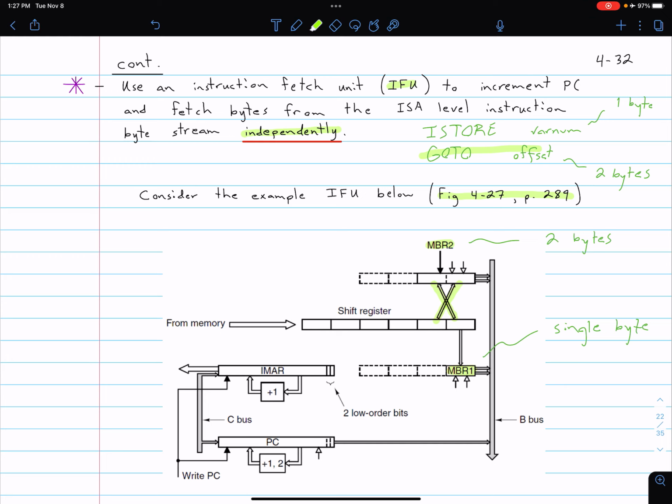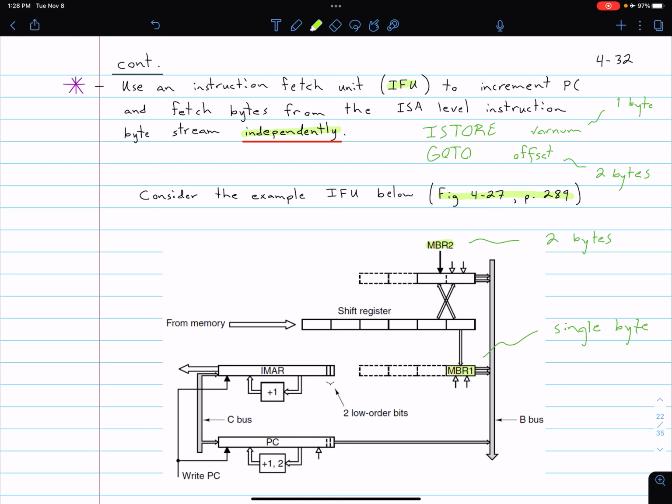So that's how those values come in from main memory, get put in our shift register, and then are constantly getting updated and loaded into our MBR1 and our MBR2. Let's say, for example, our main instruction unit pulls our MBR1 onto our B bus. Our shift register contents move to the right, and then our MBR1 gets reloaded, our MBR2 gets reloaded. So we're constantly adjusting this. But again, keep in mind, all of this is happening independently of our main execution unit.